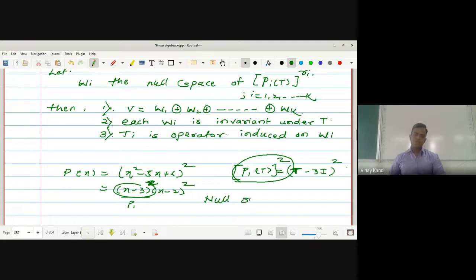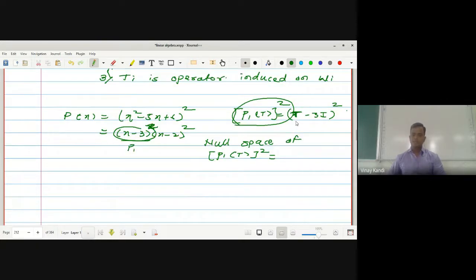Null space of P1 of T bracket raised to R1, that is 2, which is equal to T, what is it? T is the linear operator on V. I is again a linear operator on V. So T minus 3I is again a linear operator on V. Okay, that's a square, but what will it be? Again a linear operator on V.